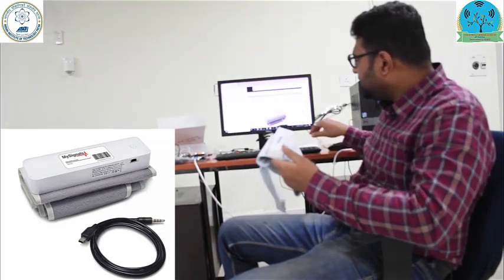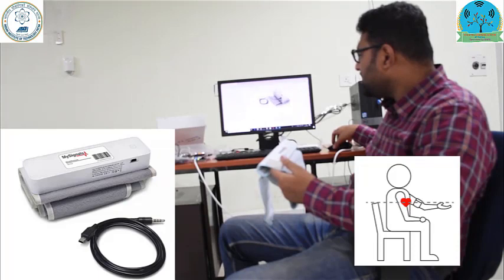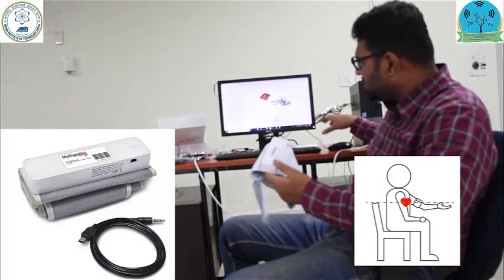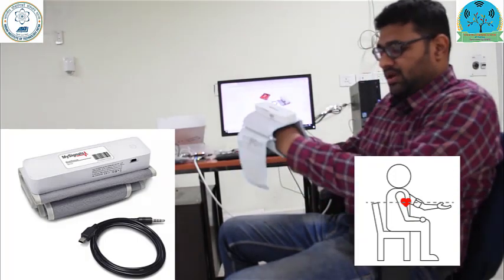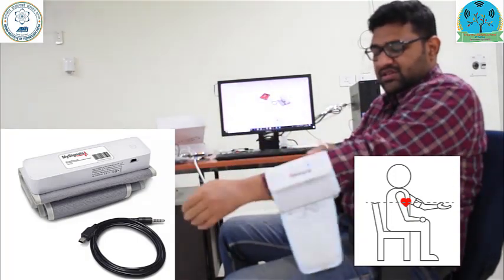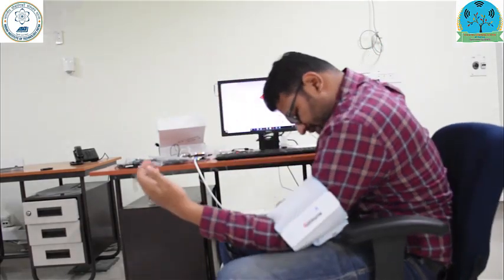In this blood pressure sensor, we can either use the wired signal or we can connect it through Bluetooth. As you can see in the diagram, one has to wear this, and as you know, blood pressure is measured from your arm. You have to tie it like this.